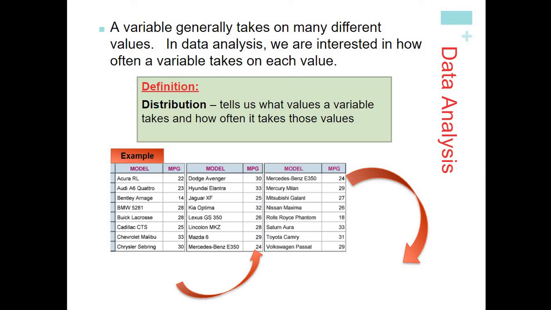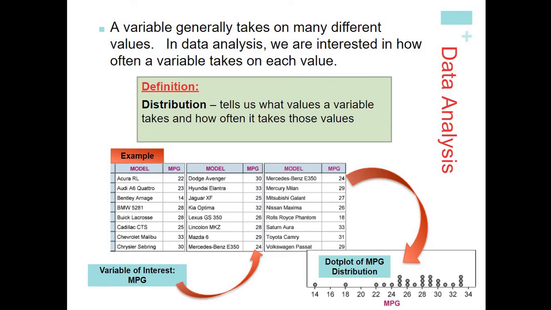An example is models of cars and their MPGs, miles per gallon, that those cars can cover. So we have Acura and the rest, Audi, Bentley, and we can see beside it the MPGs that those vehicles can cover. So the variable of interest is the MPG. For us as data analysts, what can we do? We can plot the values of those MPGs for different vehicles, to see the values that occur for each of the models.